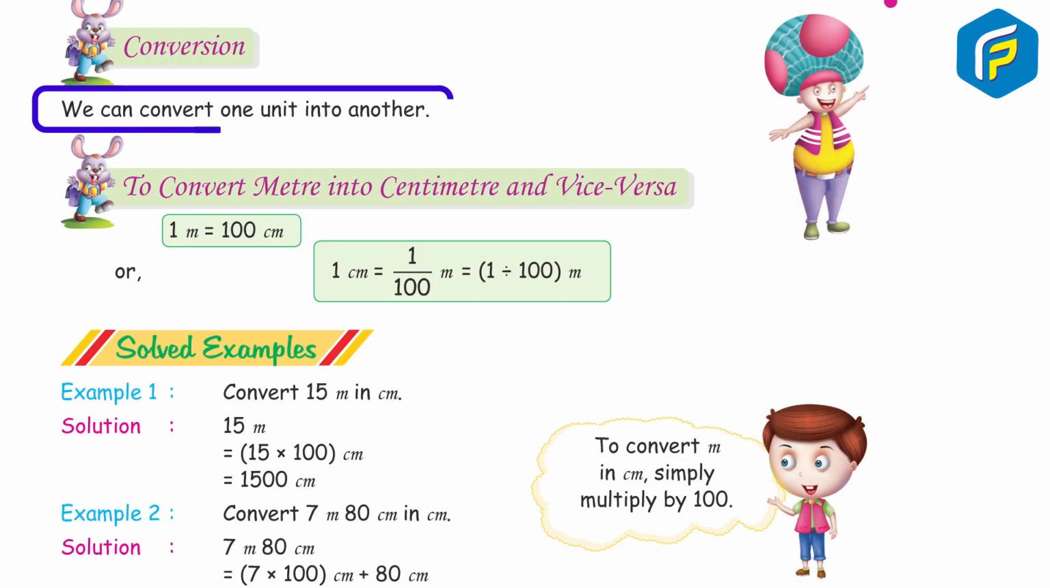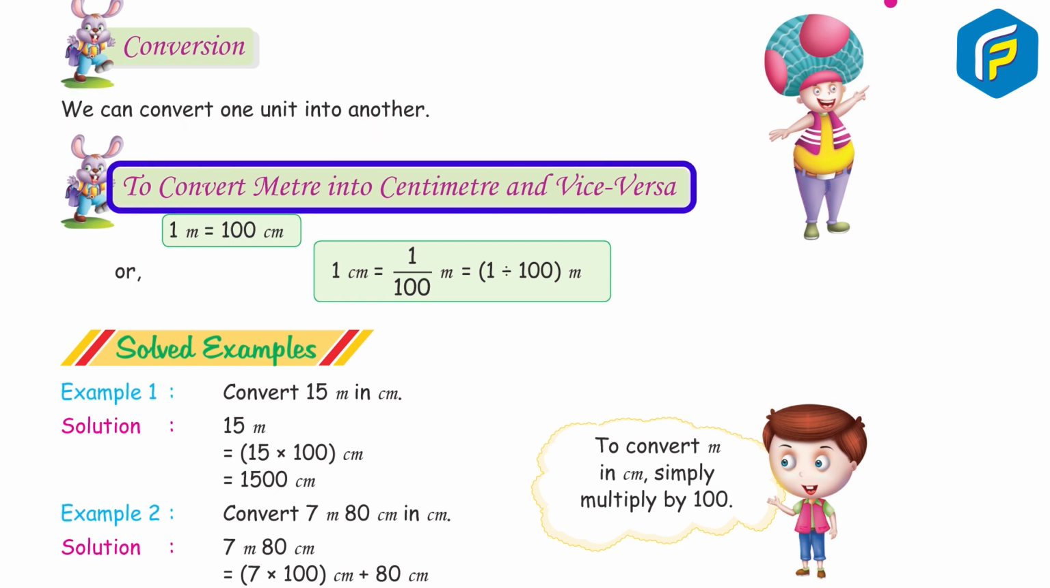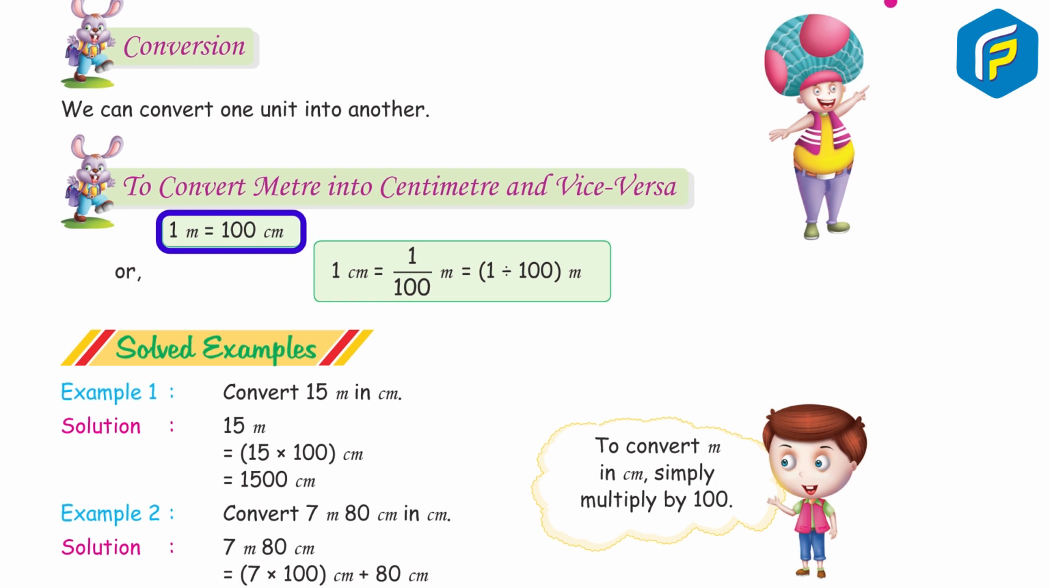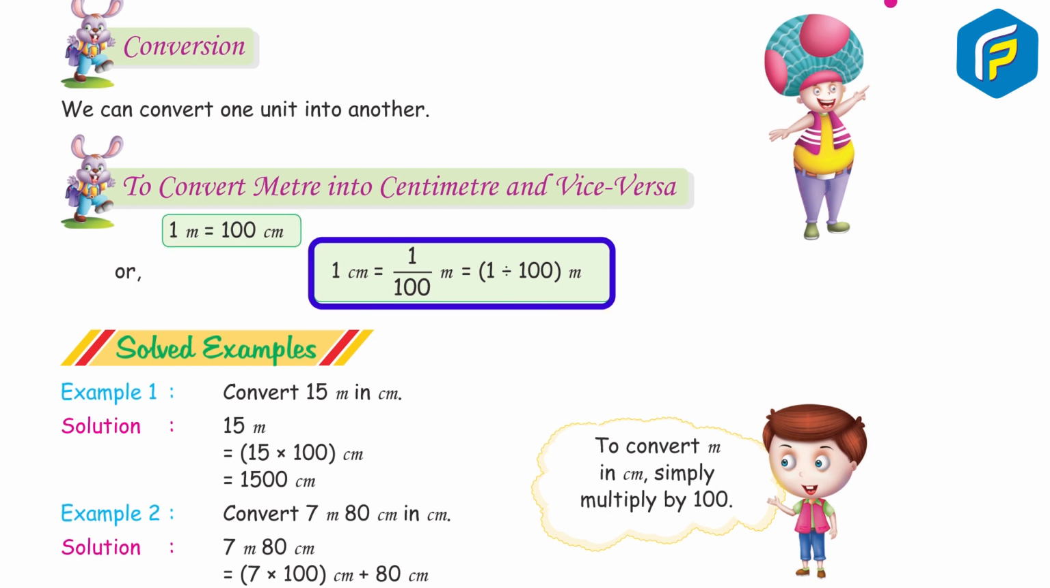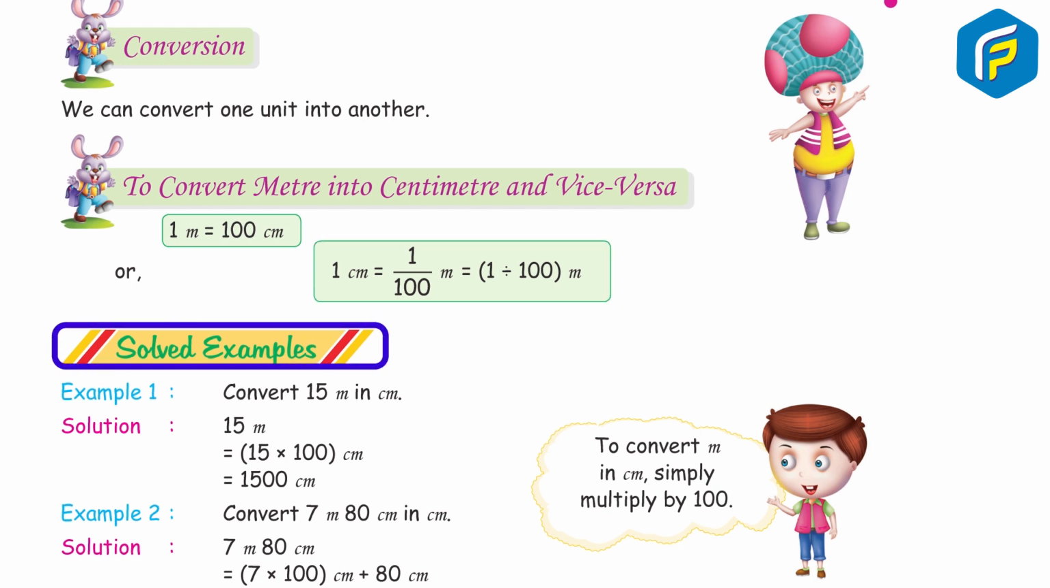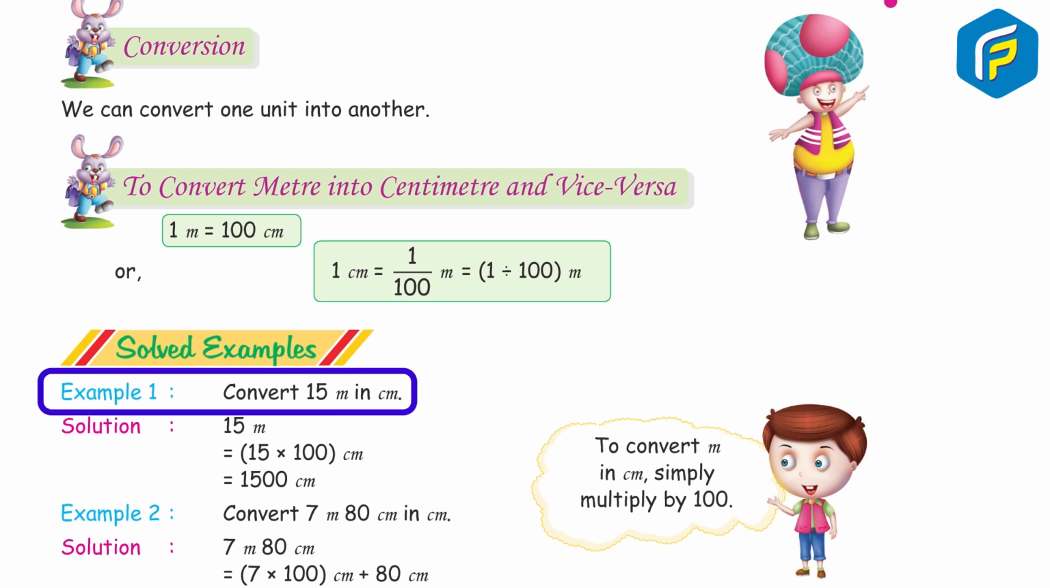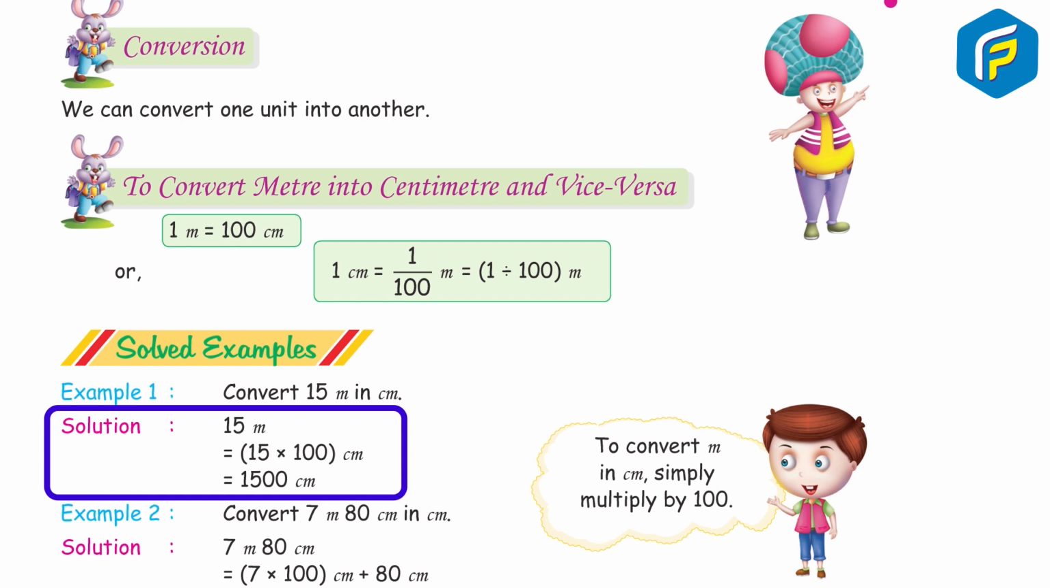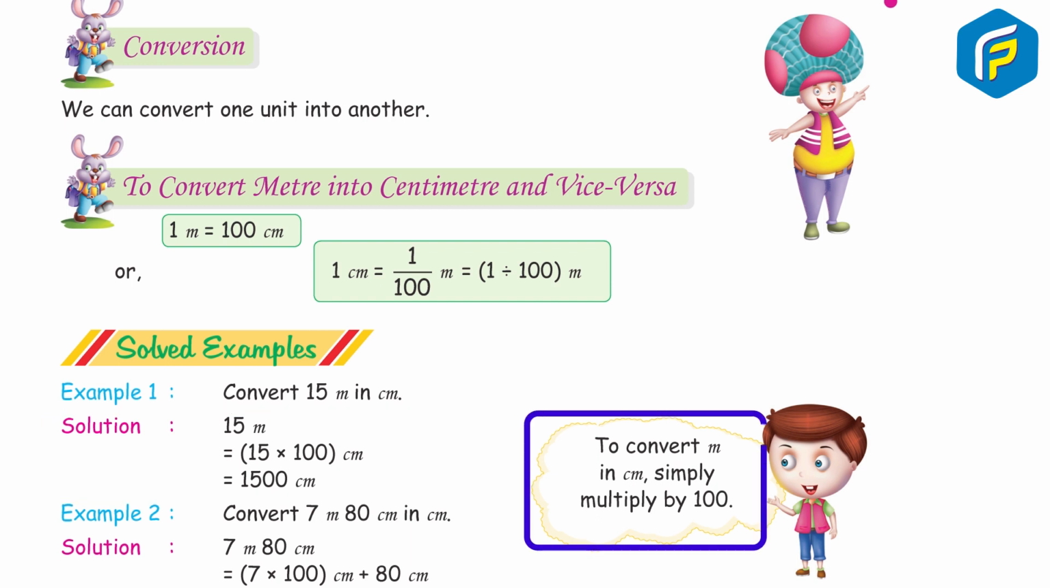Conversion. We can convert one unit to another. To convert meter into centimeter and vice versa, 1 meter is equal to 100 centimeter, or 1 centimeter is equal to 1 upon 100 meter, which is 1 divided by 100 meter. Solved example. Example 1. Convert 15 meter into centimeter. Solution. 15 meter is equal to 15 into 100 centimeter, which is 1500 centimeter. To convert meter into centimeter, simply multiply by 100.